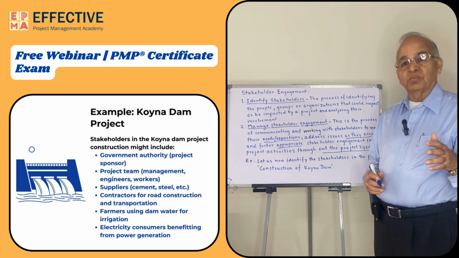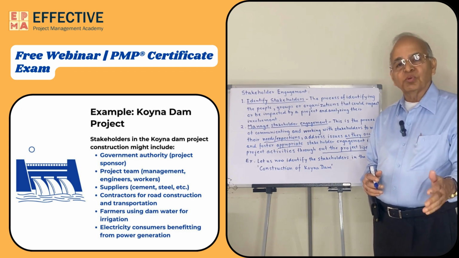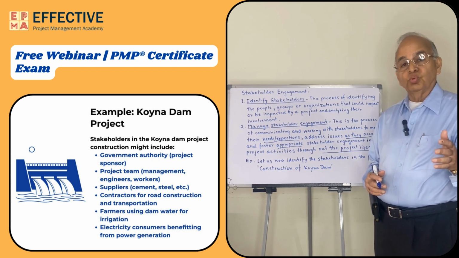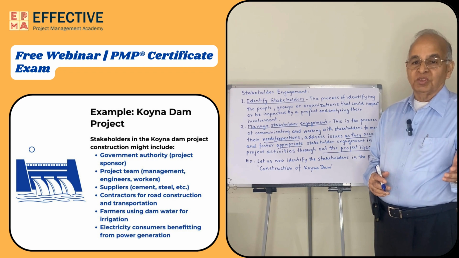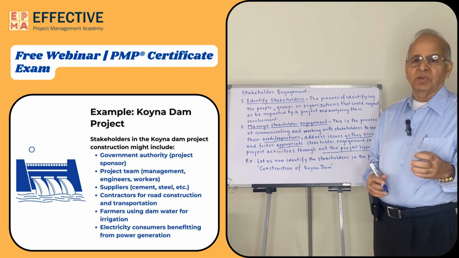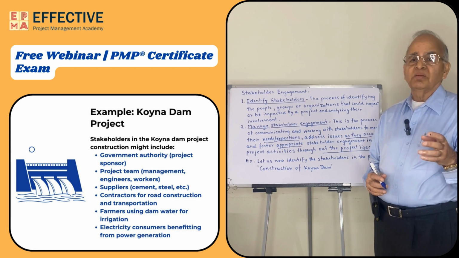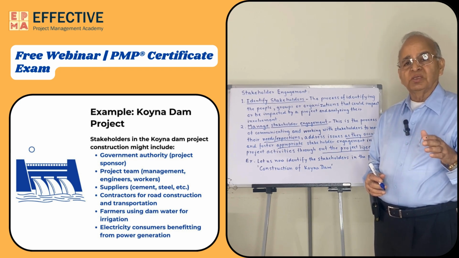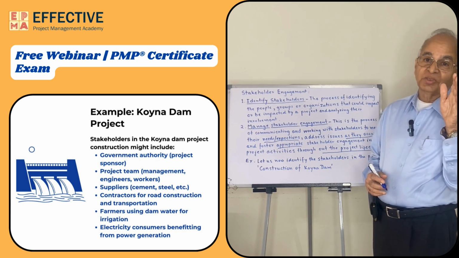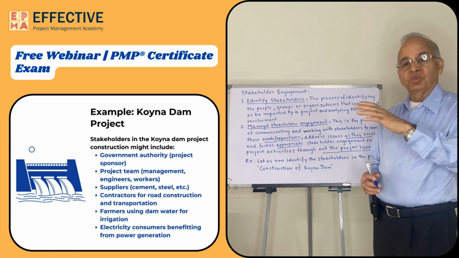And those farmers who will get the benefit of the water for irrigation are also, of course, stakeholders, and some water will be used for generating electricity. So those who will use that electricity are also beneficiaries. So you have to consider all these stakeholders and try to identify as many stakeholders as possible right in the beginning. And one thing about stakeholders: stakeholders keep changing their minds. Those who are supporters in the beginning may become resisters at the end. Or those who are resisters in the beginning, you can convert into supporters.